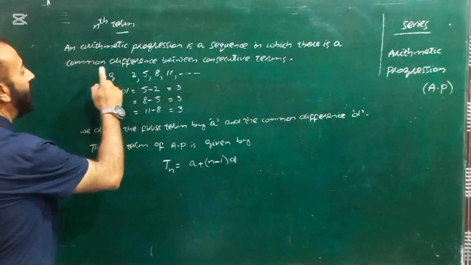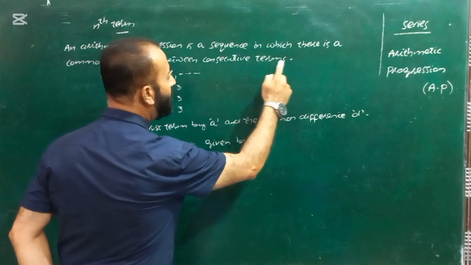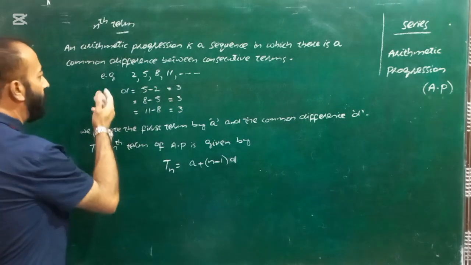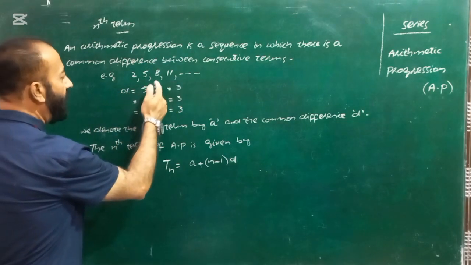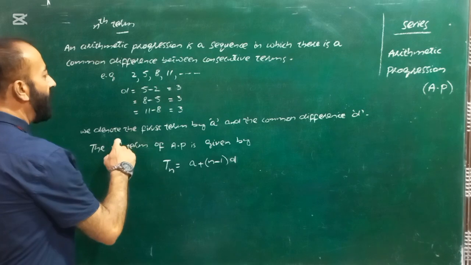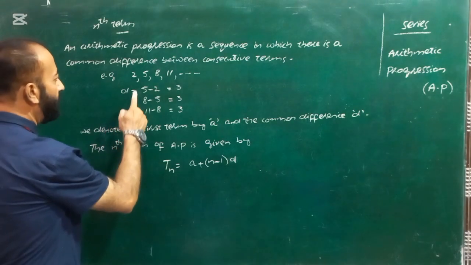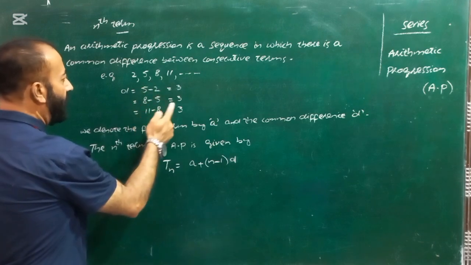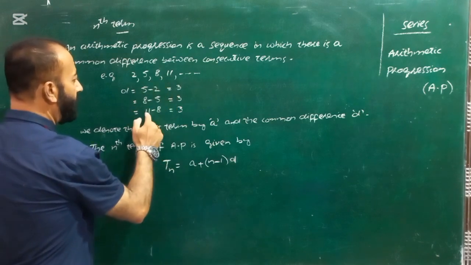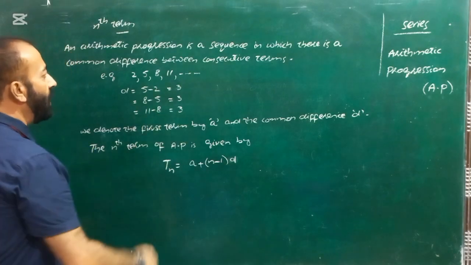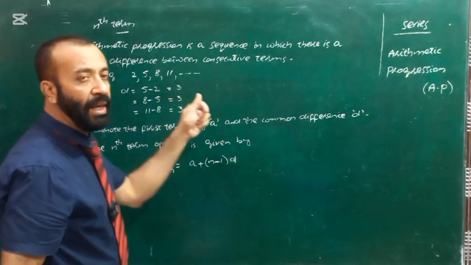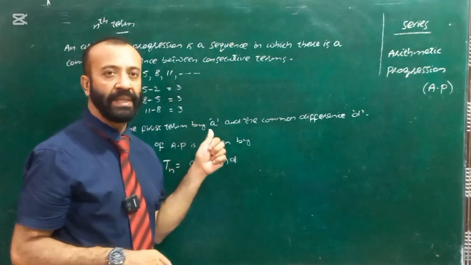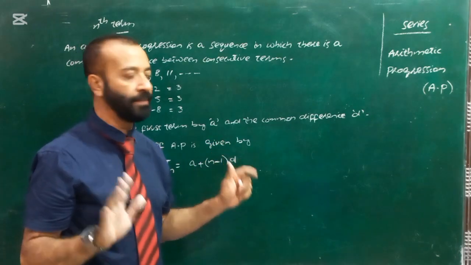An arithmetic progression is a sequence in which there is a common difference between consecutive terms. Look now, for example, here is a series: 2, 5, 8, 11 and so on. If you can see, the difference between the consecutive terms is 5 minus 2 is 3. In the next consecutive terms, 8 minus 5 is 3. In the next consecutive terms, 11 minus 8 is 3. So you can see this is a series in which the difference between the consecutive terms is the same. This kind of series is called arithmetic progression.